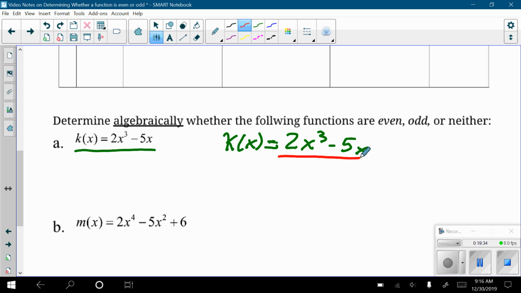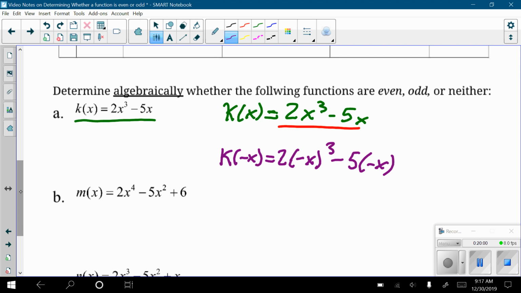Now I'm going to come down here, and I'm going to plug in negative x in the place of x. You've got to make sure that you're relying on your strong algebra skills here. This is stuff you guys know. So I'm going to plug in negative x in the place of x, and just rely on your order of operations, your algebra 1 skills. Negative x cubed. Well, a negative cubed is still negative, so this is going to be negative 2x cubed. Negative 5 times negative x is plus 5x.